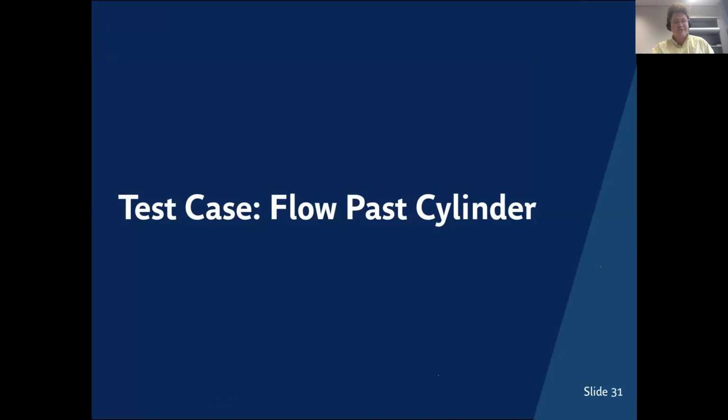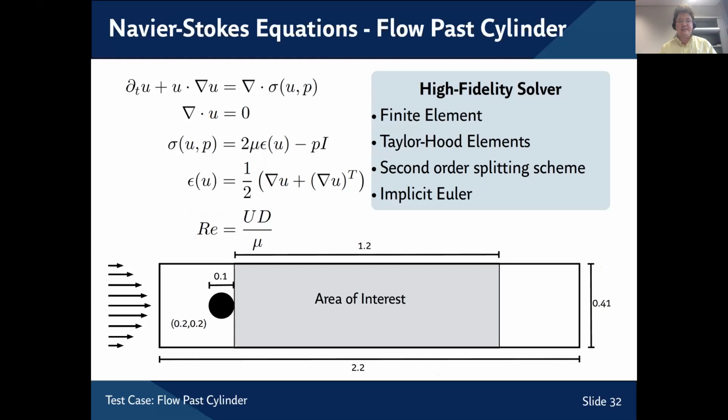So I would like to show off a more advanced test case, which is the flow past a cylinder, which is much closer to a real-time setting, and which has much more interesting dynamics. We look at the incompressible Navier-Stokes equations and the typical flow past cylinder problem. It is discretized using finite elements, Taylor-Hood elements, and a second order splitting scheme to deal with the nonlinearities, and an implicit Euler stepping scheme.